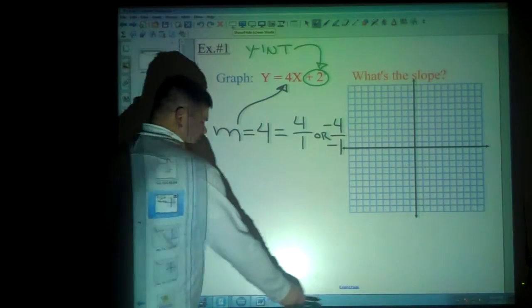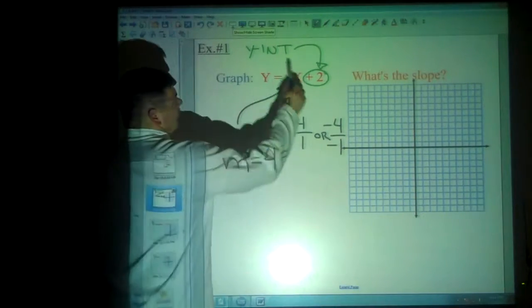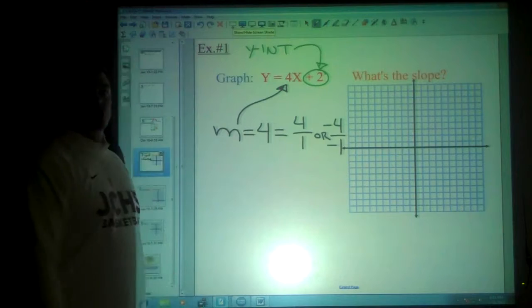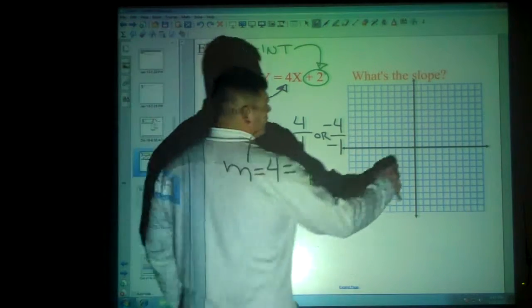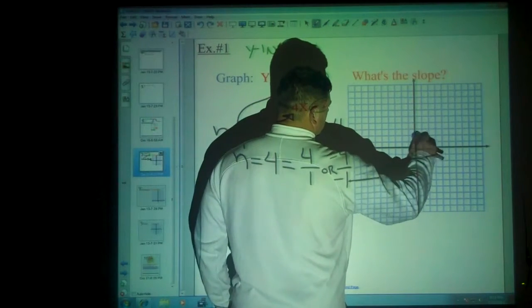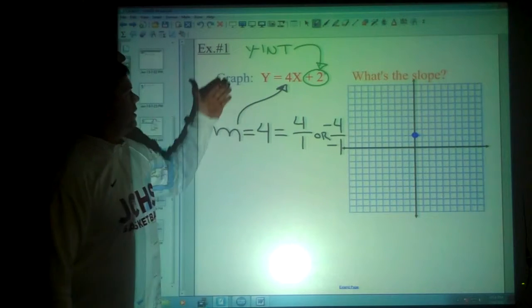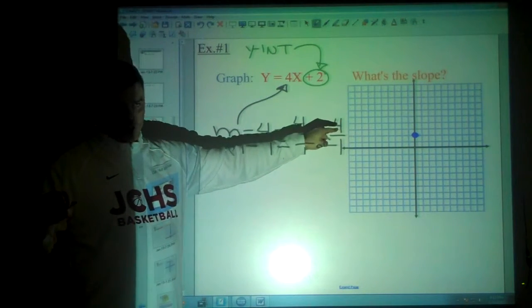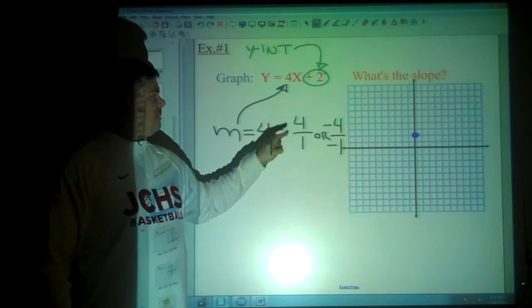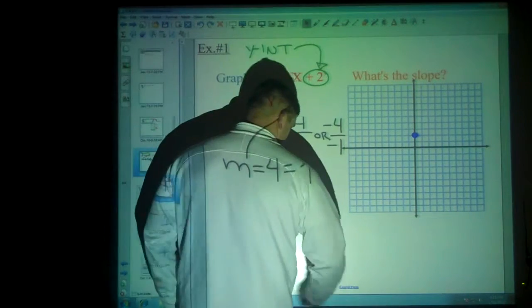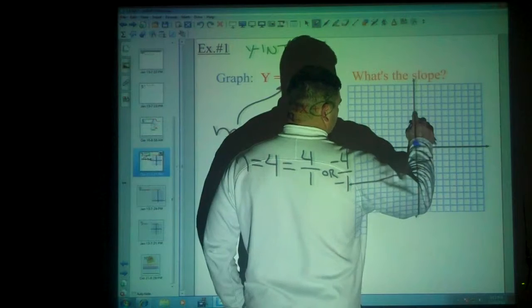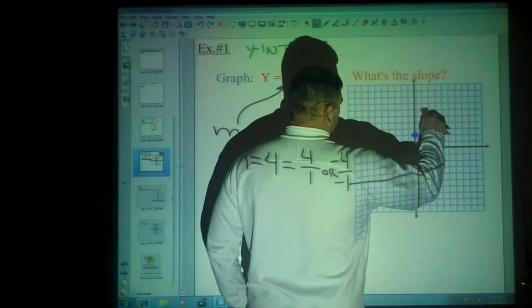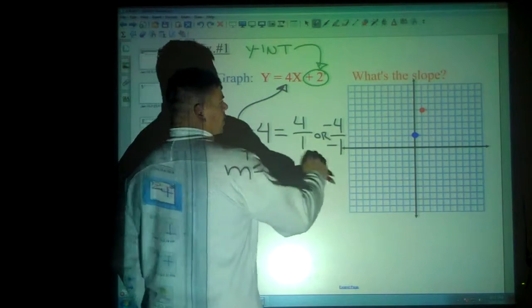So I go to my graph paper. This y-intercept tells me exactly where I should start. I go to the y-axis, and I start at 2, because that's what my y-intercept is. From that point, not from the origin, from that point I'm going to go up 4 and right 1. So I will go up 4, 1, 2, 3, 4, and right 1. I can go up 4 and right 1 again.